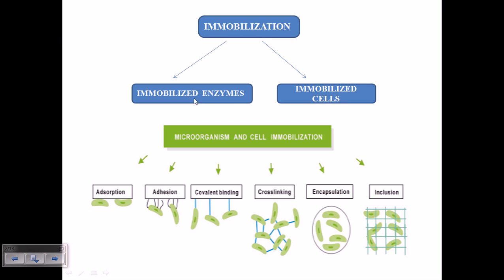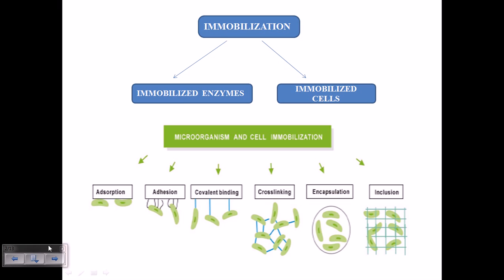Now the immobilization can be divided into two different parts. It can be immobilized enzymes, or it can be immobilized cells. In the case of immobilized cells, we take cells and entrap them. In the case of enzyme immobilization, we don't take the whole cell, we just take the enzymes and immobilize them.